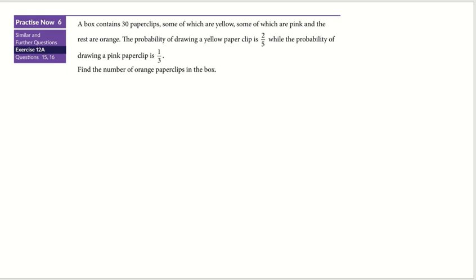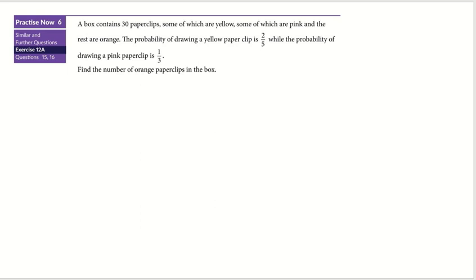Let's have a look at practice now 6. I'll give you some time to read the question first. This question says that you have a box containing 30 paper clips. Some are yellow, some are pink, and the rest are orange. The probability of drawing a yellow paper clip is 2/5, while the probability of drawing a pink paper clip is 1/3. Find the number of orange paper clips in the box.